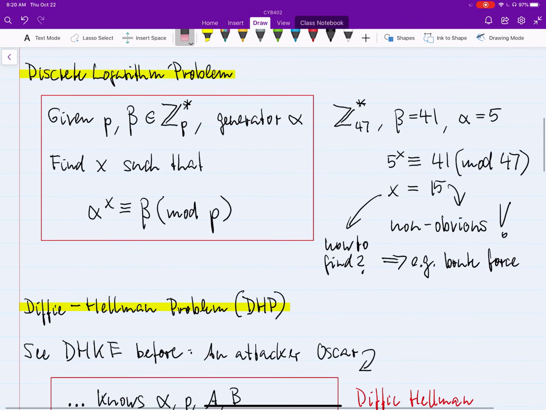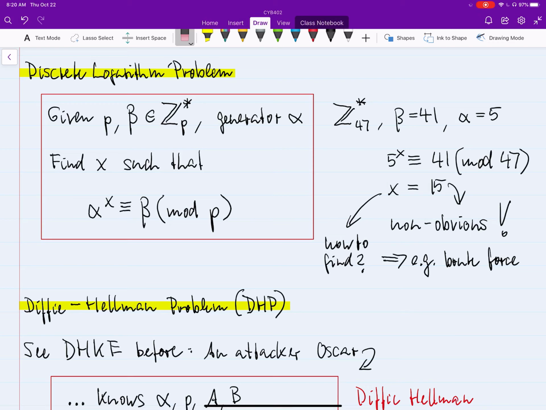Okay, so let's define what the discrete logarithm problem is. Given a p that defines our Z_p star, and an element beta of that group, and a generator alpha, the discrete logarithm problem is to find x such that alpha to the x is congruent to beta modulo p.